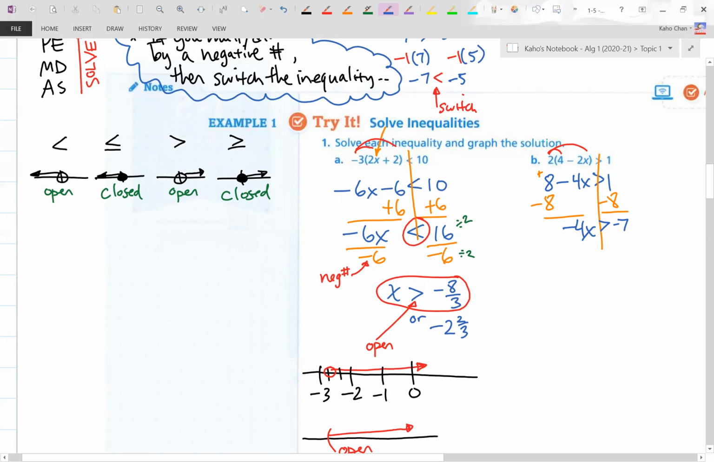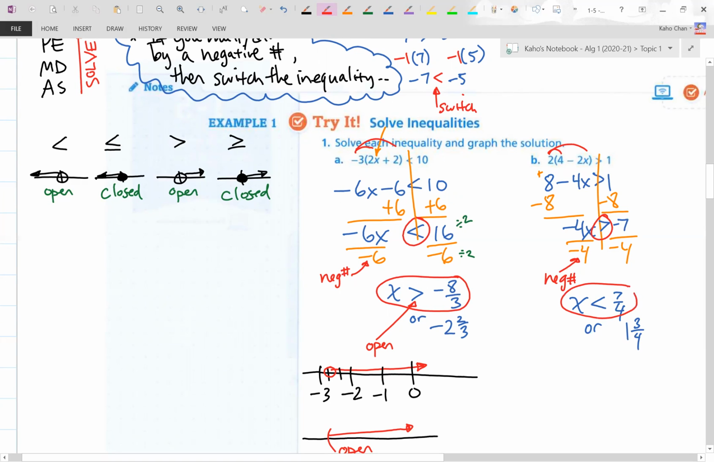All right, next step, divide by negative 4. Warning, we're dividing by a negative number, which means we do need to switch the sign. A negative divided by a negative is a positive 7/4. And when you convert it to a mixed number, it's going to be 1 3/4.